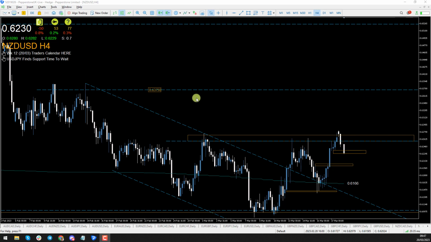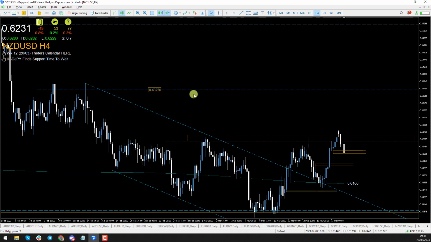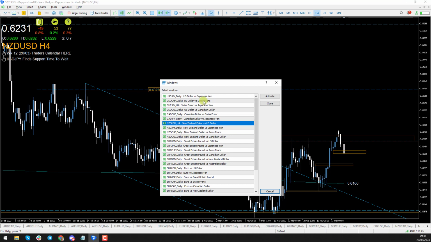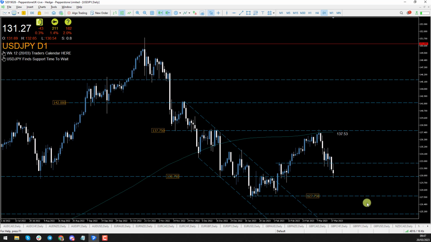Okay, now the other chart of interest obviously was dollar yen. Okay, we can see that the yen's still a really strong currency. Dollars appearing as weak on the tables. We do obviously have a lot of data surrounding the dollar this week as well. We have the FOMC federal funds rate decision, so that's going to be something to keep our eyes on going into this week. However, looking at dollar yen, we're actually at a level of support.